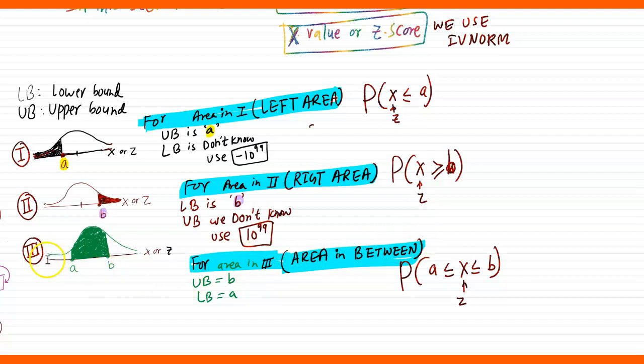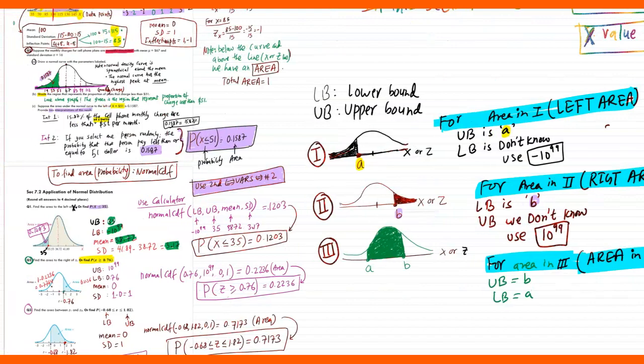Remember, this line could be x, could be z. Therefore, the probability between A and B, where that variable could be x or z, is the area or probability represented by this middle shaded area. Those are the little things you need to know to find the area in section 7.2.